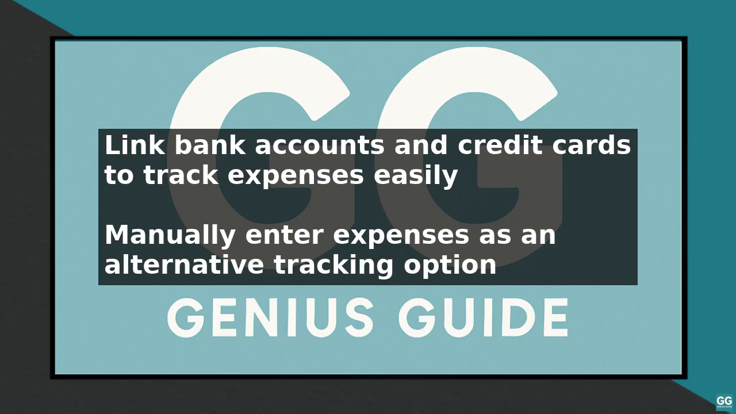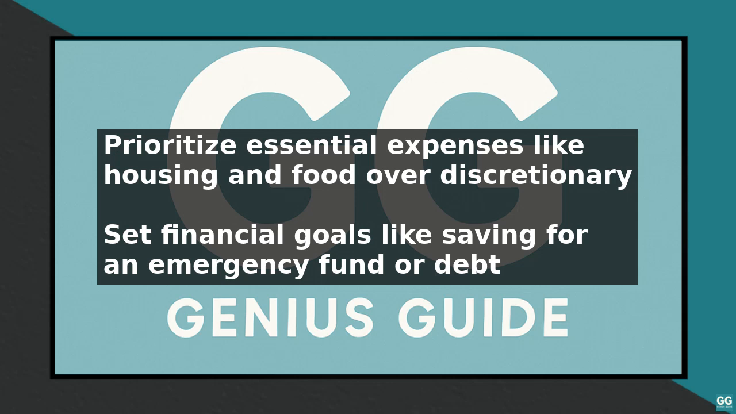Another important aspect of the envelope system is to prioritize your expenses. You should prioritize essential expenses such as housing, food, and transportation over discretionary expenses such as entertainment. This will help you stay on top of your necessary expenses and avoid overspending.